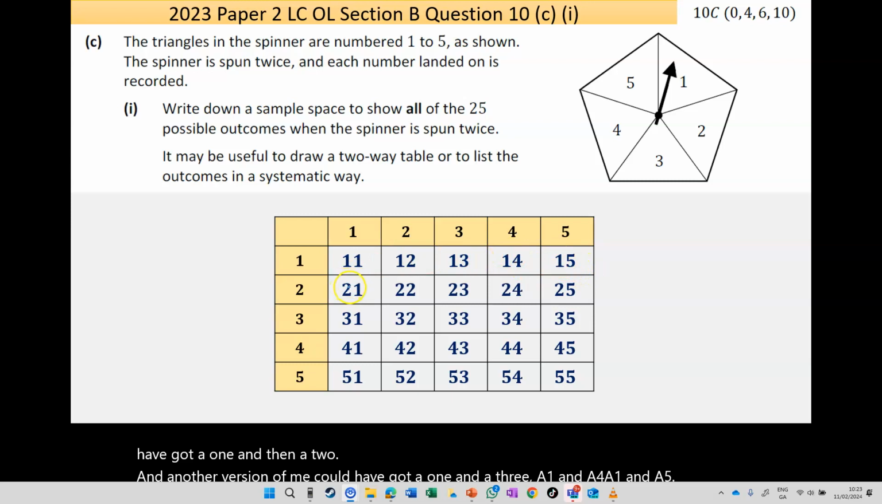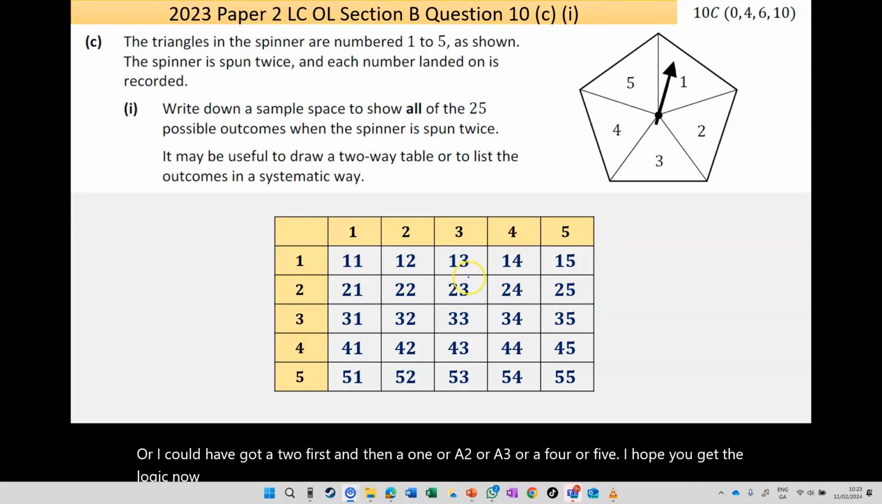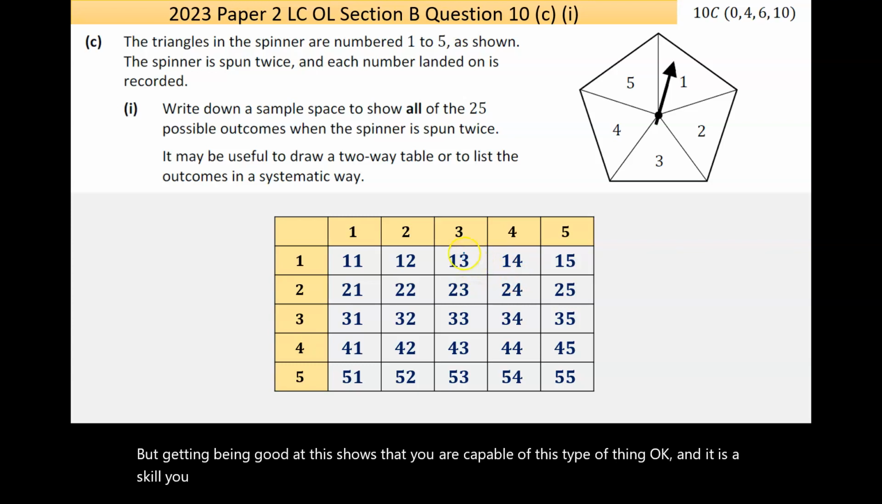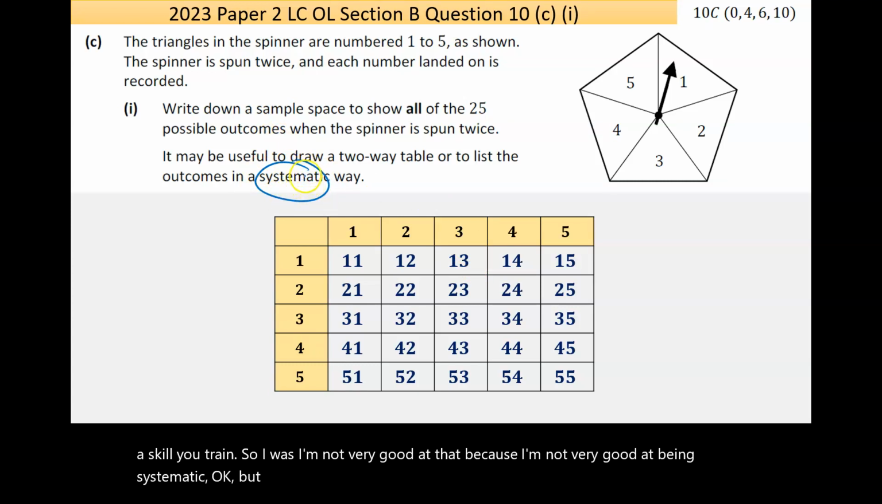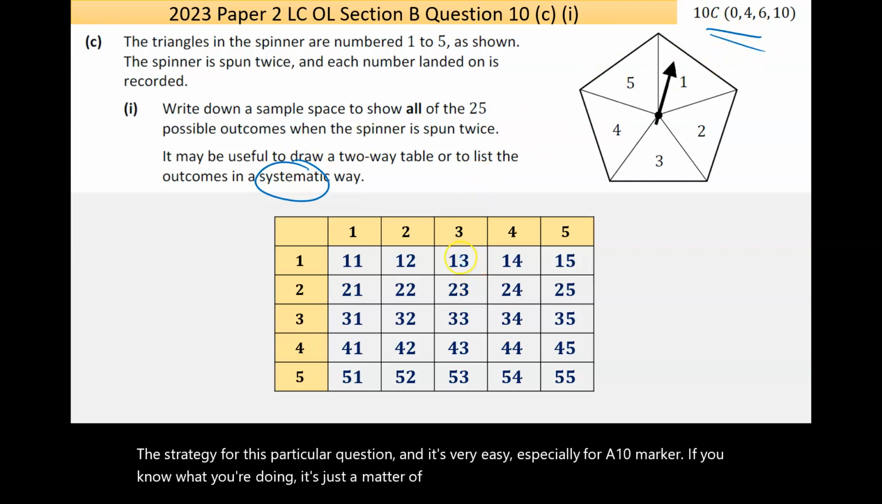Or I could have got a 2 first, and then a 1 or a 2 or a 3 or a 4 or a 5. I hope you get the logic. Now, again, this is the logic of maths, and this is tricky, but being good at this shows that you are capable of this type of thinking. And it is a skill you train. So I'm not very good at that because I'm not very good at being systematic. But I've learned the strategy for this particular question, and it's very easy, especially for a 10 marker, if you know what you're doing. It's just a matter of getting it done.